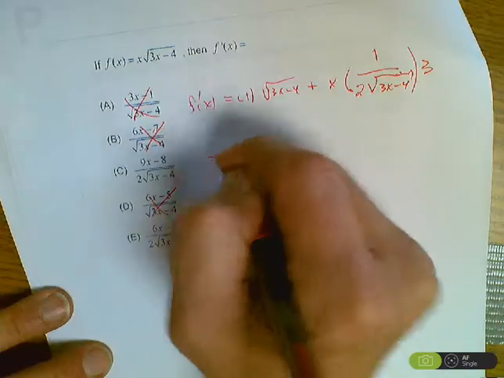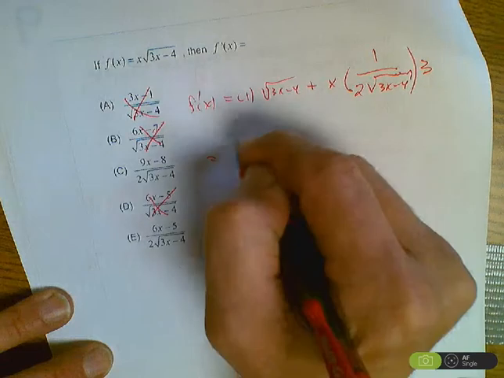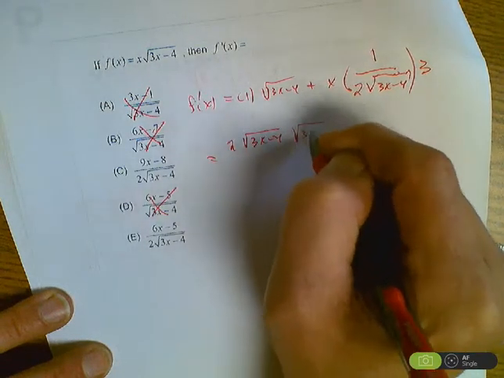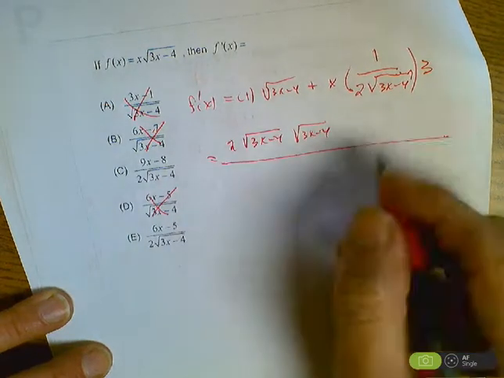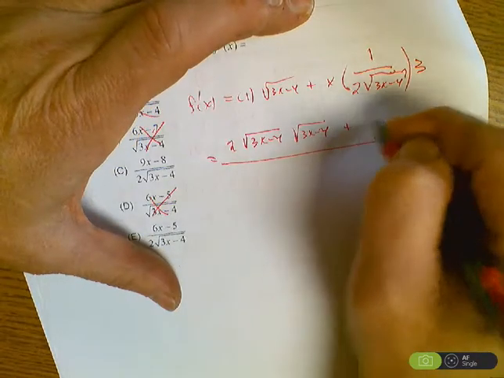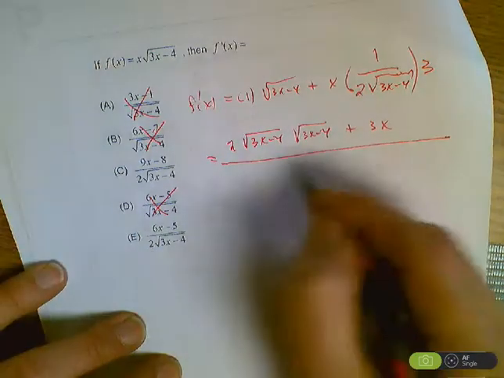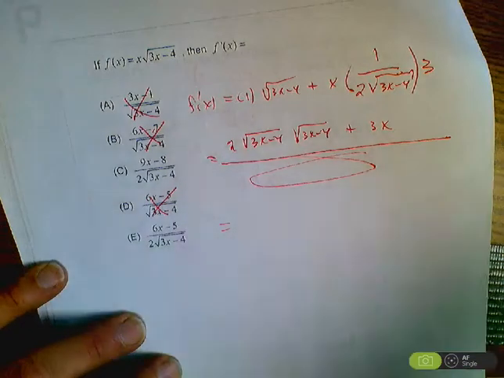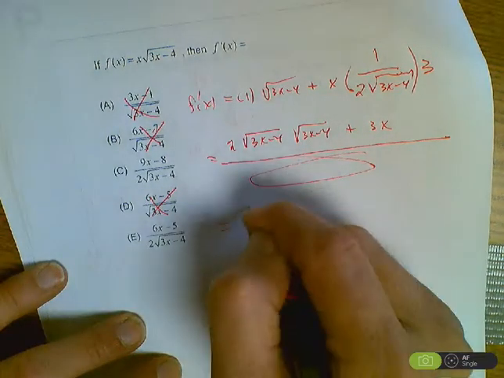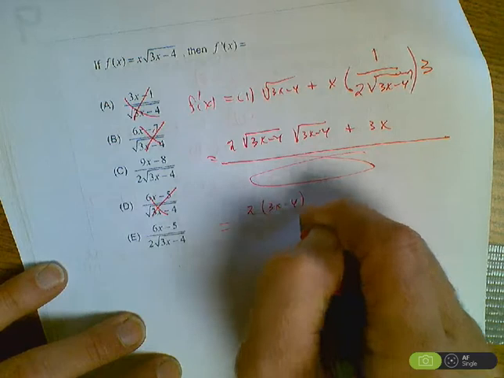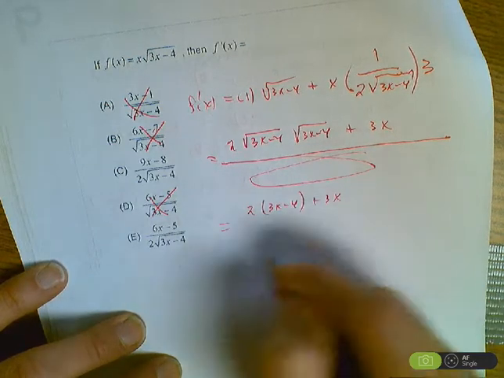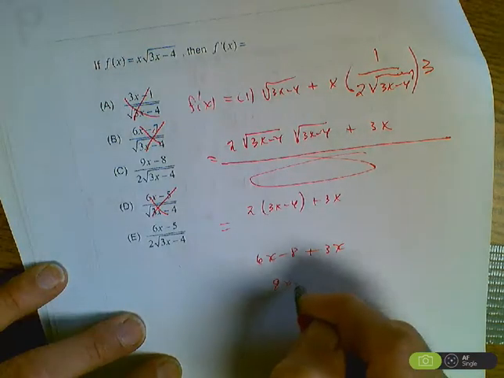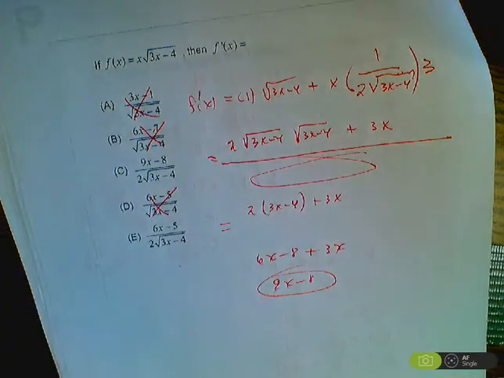Let's finish the problem. Okay, what's the common denominator? It's going to be 2 square root 3x minus 4 times 3x minus 4 for the first term. And then the next term is going to be a plus 3x on top. Now, don't worry about the denominator. You've got it there. Don't write it. You know what it is. It's 2 times the square root. Let's work on the top. 2 times 3x minus 4 plus 3x. 6x minus 8 plus 3x. 9x minus 8. Your numerator should be 9x minus 8. There it is. Your answer is C.